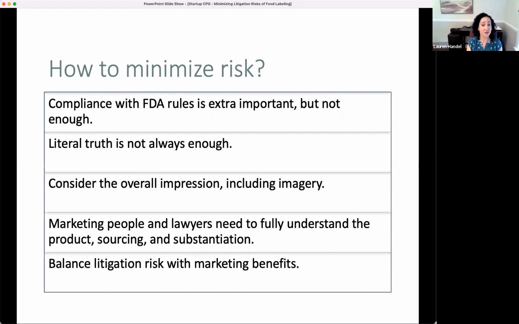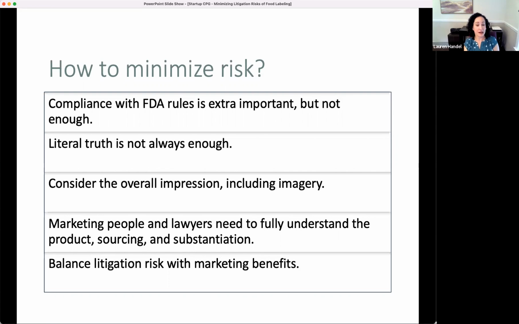Compliance is not enough. I've given you examples of cases where even if the labeling complies with the labeling regulations, there still can be enough of an argument that consumers are deceived to be able to advance a lawsuit. Literal truth is not always enough, so you can't just take a claim or a representation about a product in isolation. Even if it's literally true, there's still the possibility that consumers can be deceived based on the overall representations being made in the context in which this particular statement is being made. And there may be facts that are material to consumers that are being left out that they really would need to know to not be deceived by the statement. So again, you have to consider the whole overall impression, including the imagery of a product, not just the language that's used in claims.